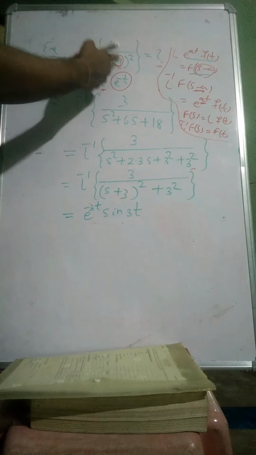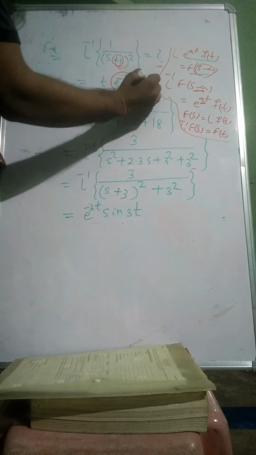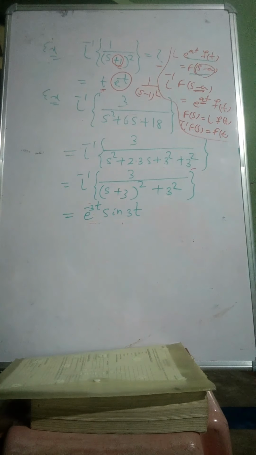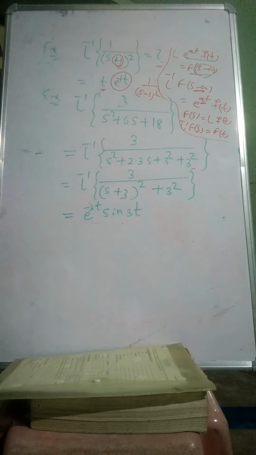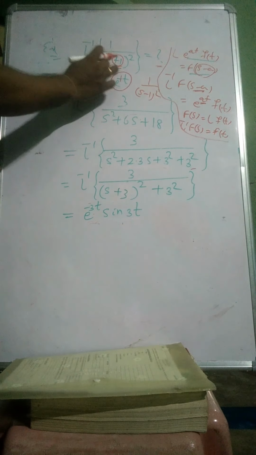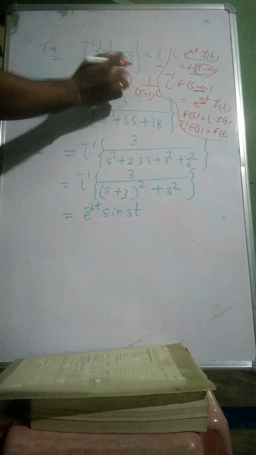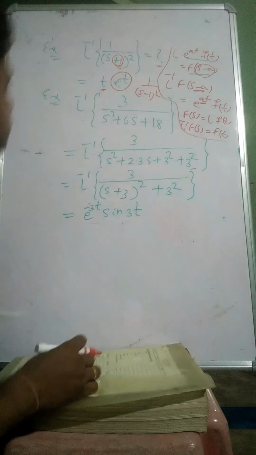Clear? Suppose the question would be Laplace inverse of 1 by (s minus 1) whole square. What will be the result? The result will be t into e to the power plus t. Okay, so since it is s plus 1 here in our question, the result will be t into e to the power minus t.